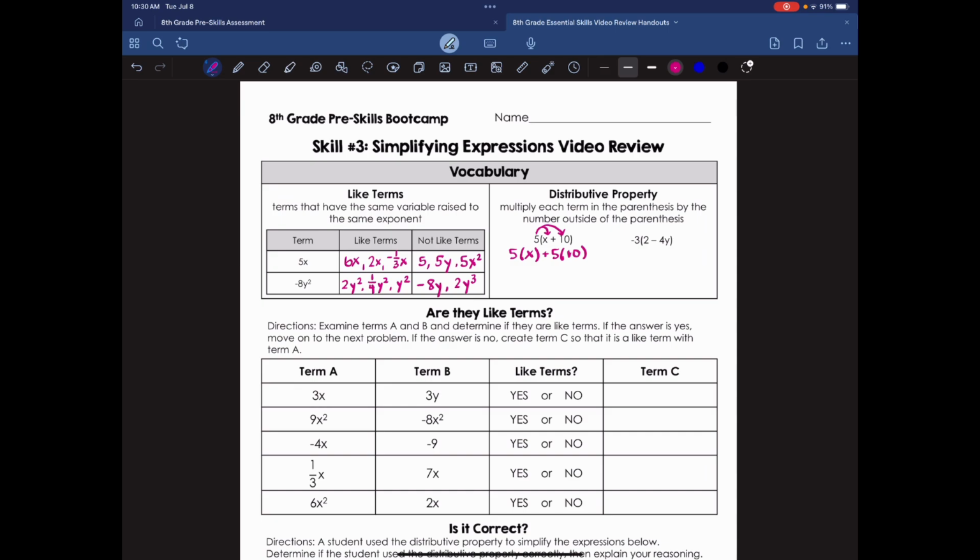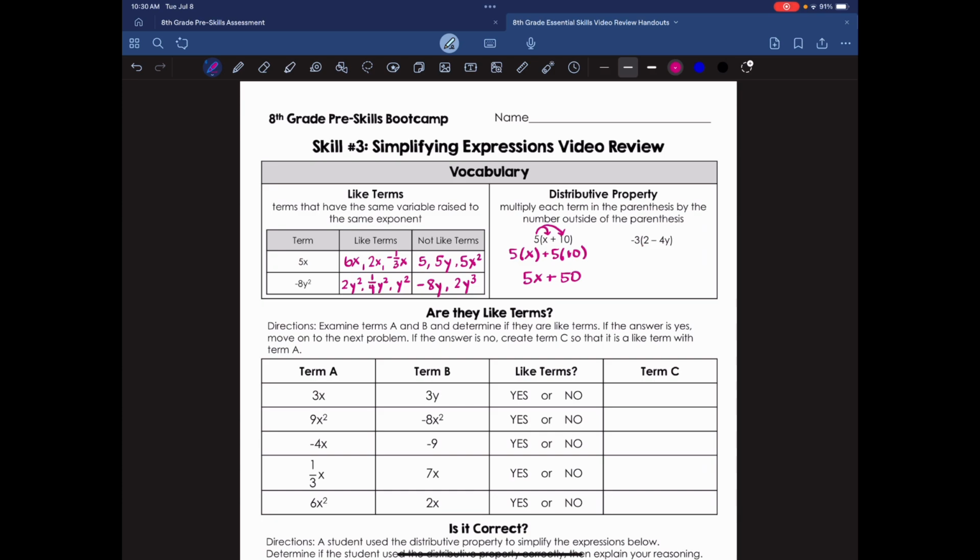And then we can go ahead and simplify. Well, 5 times x is just 5x because we don't know what x is yet. And 5 times 10 is 50. Now, because 5x and 50 are not like terms, that is as simple as this expression can get. Let's look at our next one.